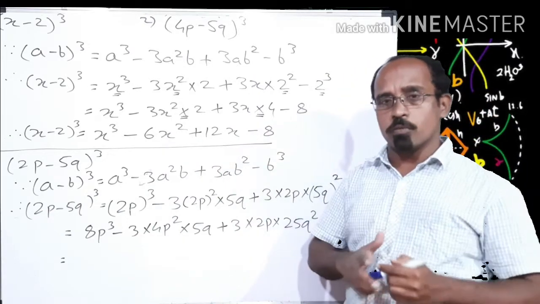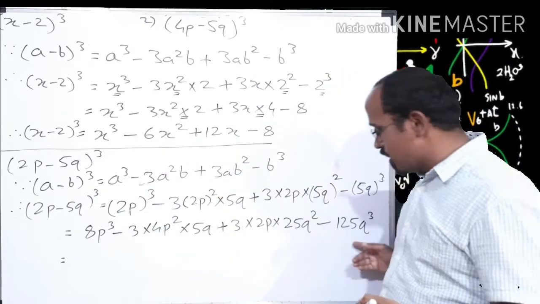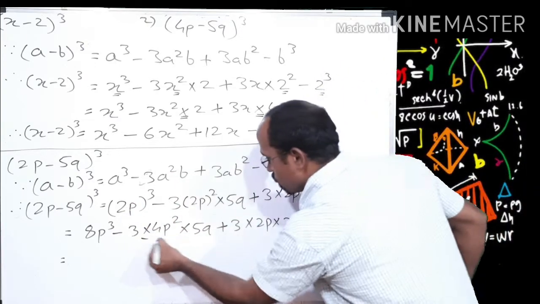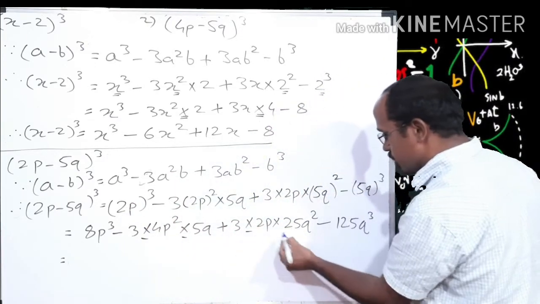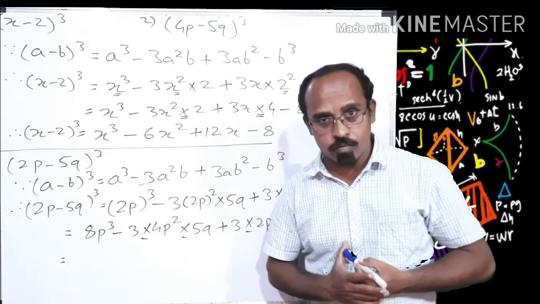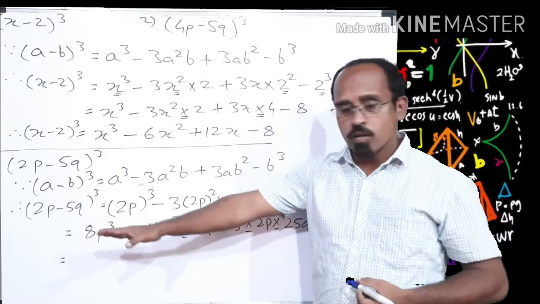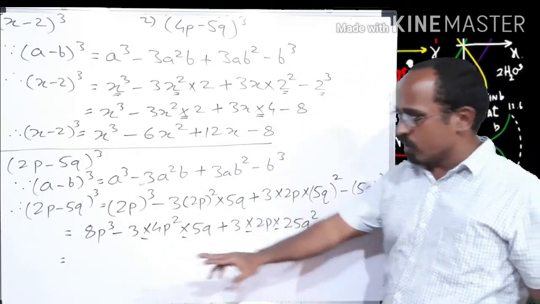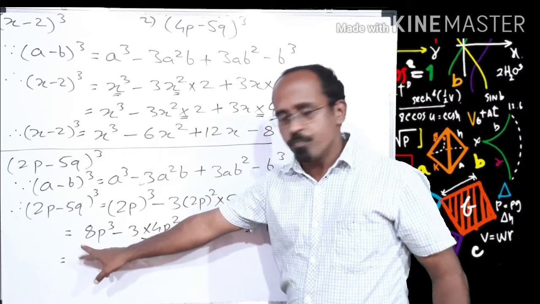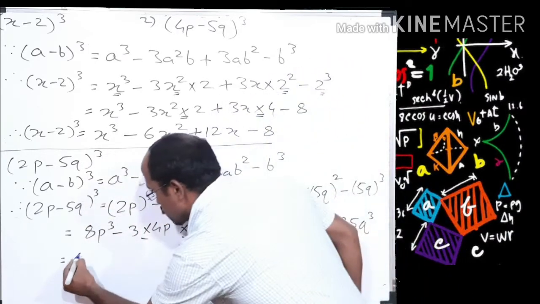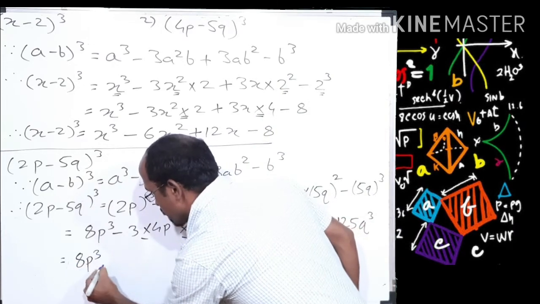What is next according to BODMAS? Division, multiplication. There is not any division, only multiplication. Where are the multiplications? 1, 2, 3, 4 places. All multiplications have the same priority. So what do we have to do? We have to solve from left to right. So let's scan the example from left to right and solve it. The first term is 8p cube, which is not multiplying with any other term. So write it as it is. So that is equal to 8p cube.